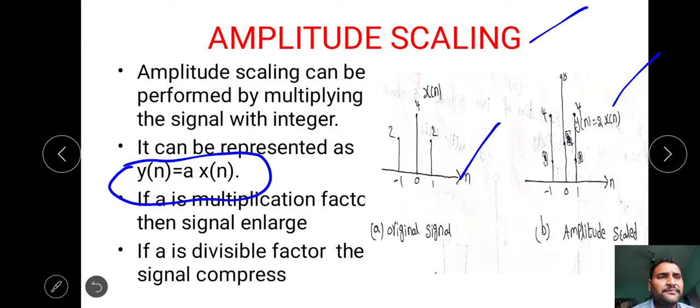Whenever n equals minus 1, y of minus 1 equals 2 into x of minus 1. x of minus 1 is equal to 2, so 2 into 2 is 4. Next, for 0 we get 8, for 1 we get 4. The signal is enlarged in the amplitude way. Here the amplitude is increasing, that's why it is called amplitude scaling. If I take a divisible factor, that means 1 by 2, 1 by 3 like that, the signal amplitudes must be reduced. There is no deviation in the time period, only the amplitudes will change.